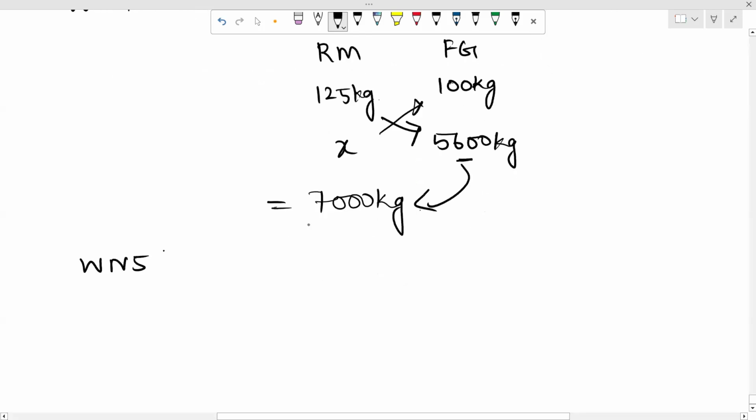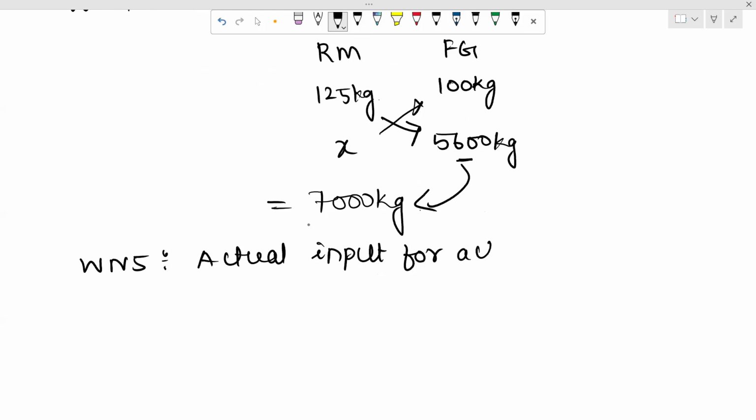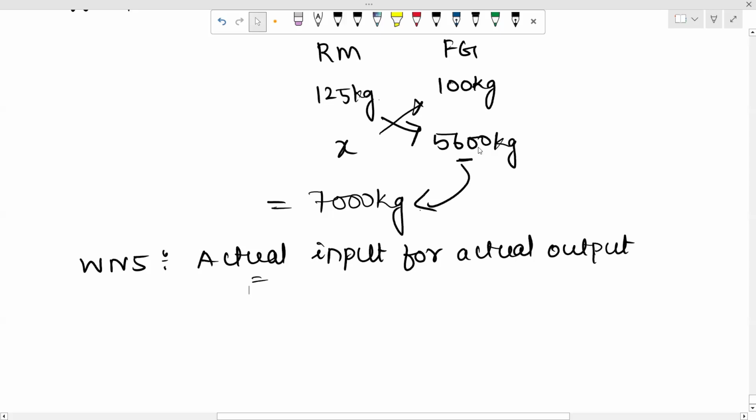So that is what we need to calculate next. Working note number 5: Actual input for actual output. So in order to produce 5600 kg of finished goods, we should have used 7000 kg of raw material. But how many kg of raw material did we actually use in order to produce this 5600 kg? So that is what we are going to calculate. So actual input for actual output.